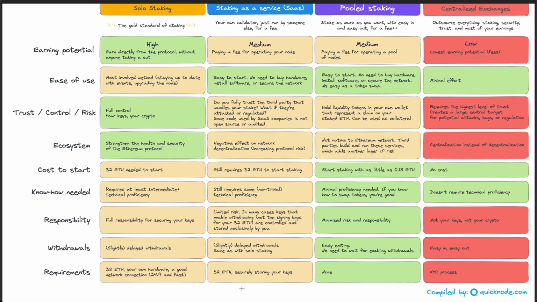With staking as a service, you also need to be able to securely store your keys that will enable you to withdraw when you have that option. For pooled staking, you don't really have any requirements. You just swap and you're done. And for centralized exchanges, you need to go through the KYC process to be able to use those exchanges at all.